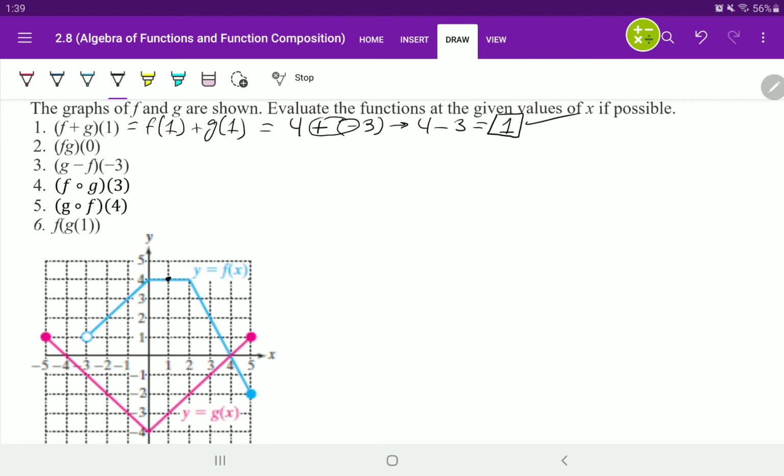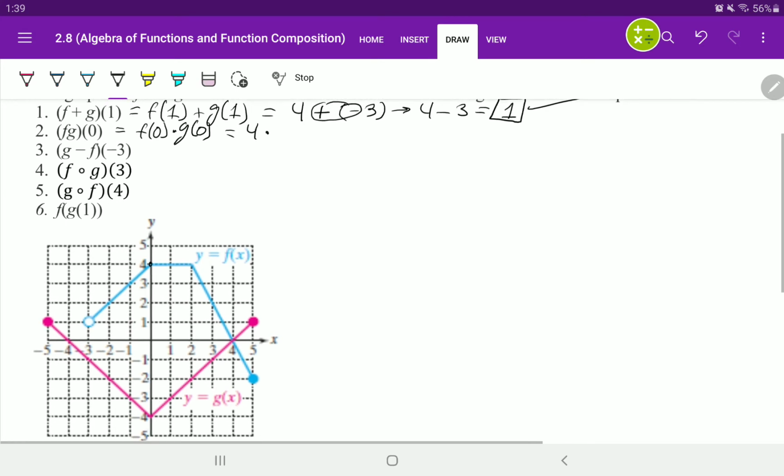Now we're going to do the same thing for questions 2 through 6. So we want to find (f times g) of 0, so that equals f of 0 times g of 0. f of 0, which is on the y-axis, is going to be 4, times g of 0, which is also on the y-axis, is going to be negative 4. 4 times negative 4 is negative 16. That is the solution to that question.